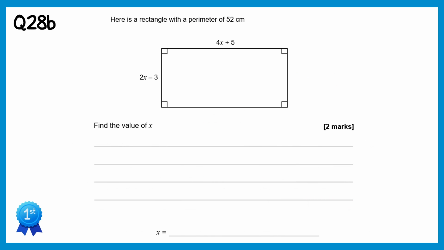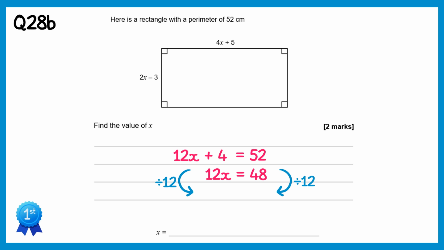For the second part of this question, we just need to solve the equation. So we have the equation. Take away 4 from both sides. If you take away 4 from the left, you get 12x, and if you take away 4 from the right, you get 48. Now divide both sides by 12. 12x divided by 12 is x, and 48 divided by 12 is 4. So x equals 4.